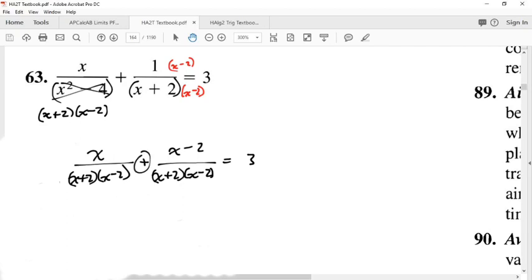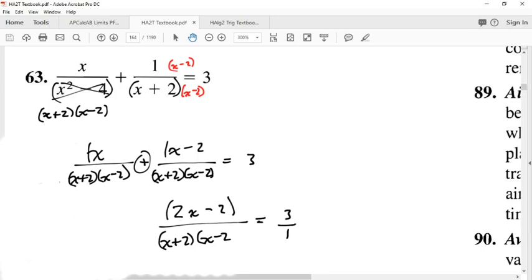Now I add. Whenever I add fractions, you do not add the denominators. You only add the numerators, as long as the denominators are the same. So we have 1x here and 1x here. How many total x's do we have? Two x's. And then we have x minus 2 over x plus 2 times x minus 2. Oh, we got options. I'm going to make the 3 into a 3 over 1, which is the same thing as 3, and I'm going to cross multiply.